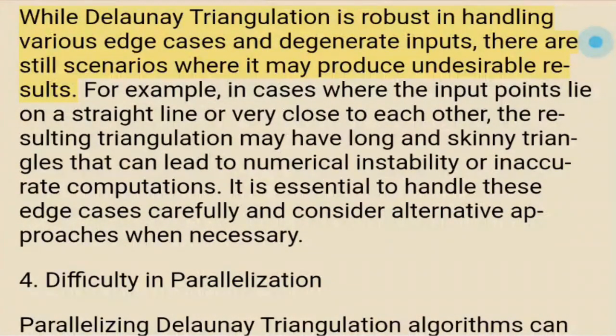While Delaunay triangulation is robust in handling various edge cases and degenerate inputs, there are still scenarios where it may produce undesirable results. For example, in cases where the input points lie on a straight line or very close to each other, the resulting triangulation may have long and skinny triangles that can lead to numerical instability or inaccurate computations. It is essential to handle these edge cases carefully and consider alternative approaches when necessary.